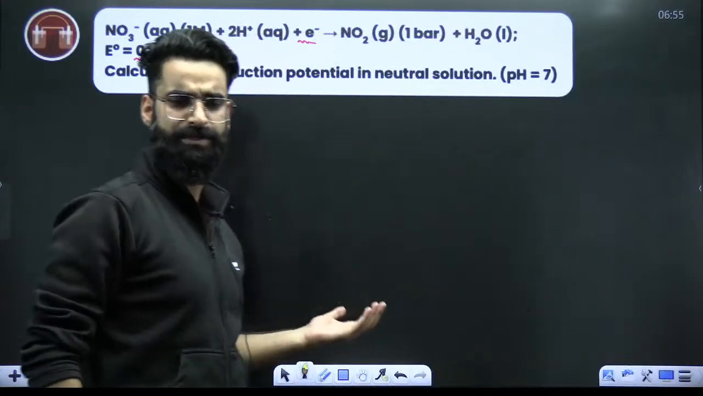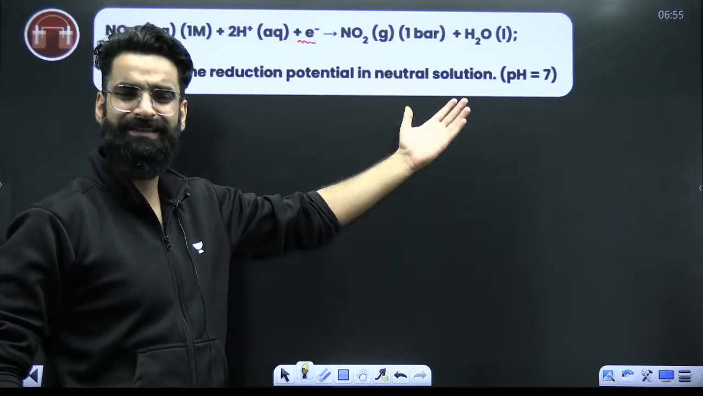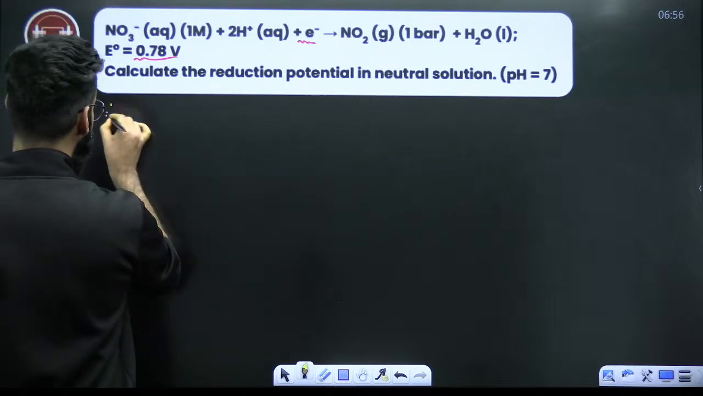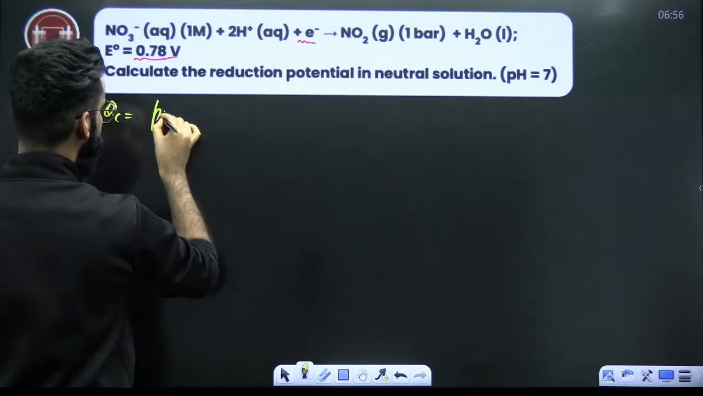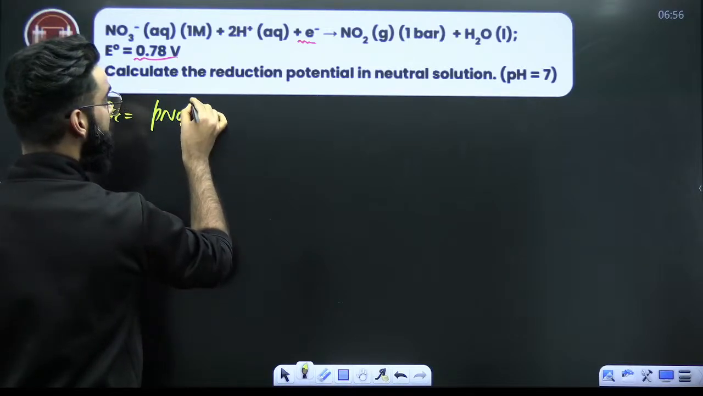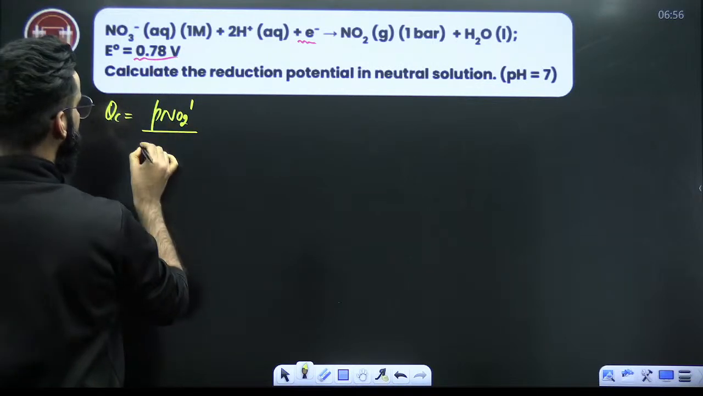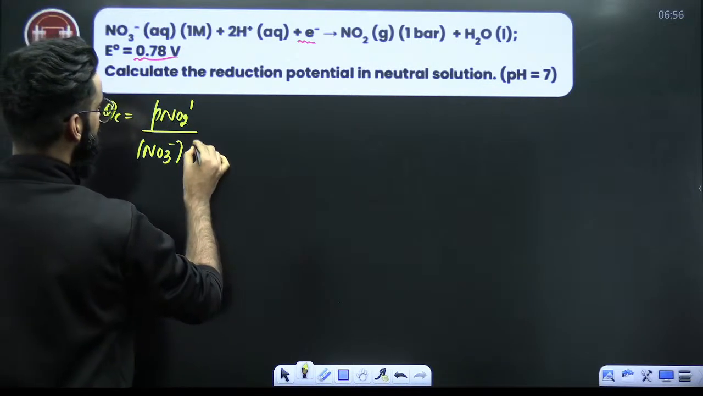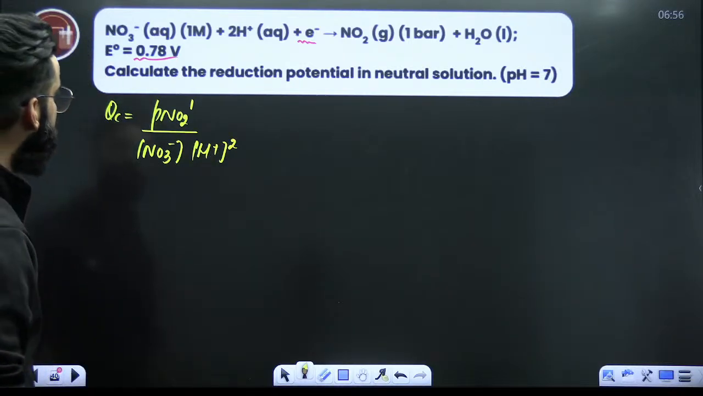Now, in this particular question, you are not supposed to write the reaction. The reaction is already given to us, right? So directly do one thing, write the QC expression. Start with the product. It's the partial pressure of NO2, raised by its stoichiometric coefficient, that's 1. H2O is in liquid state, nothing to do with that. Divide by the concentration of NO3 negative, raised by its stoichiometric coefficient, and the concentration of H positive, raised by its stoichiometric coefficient. Correct?